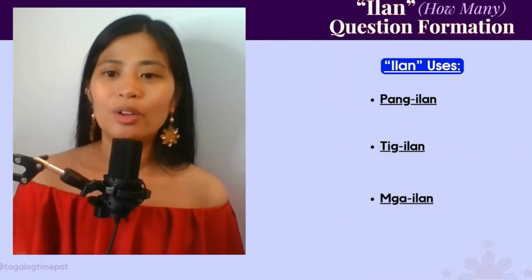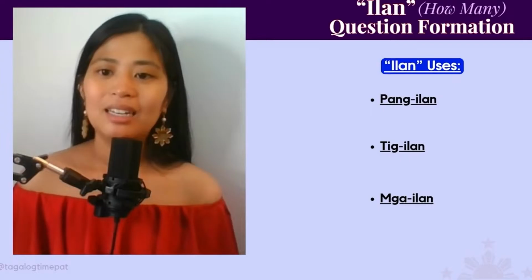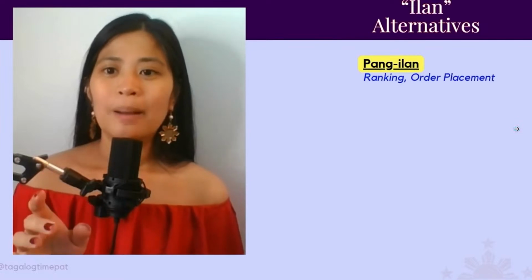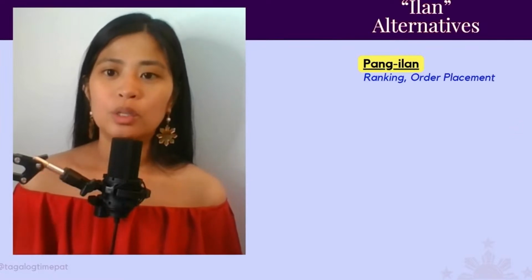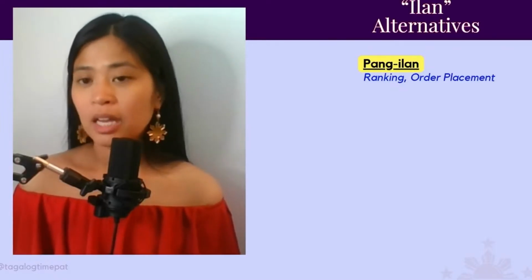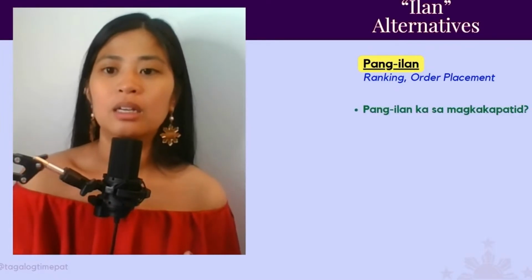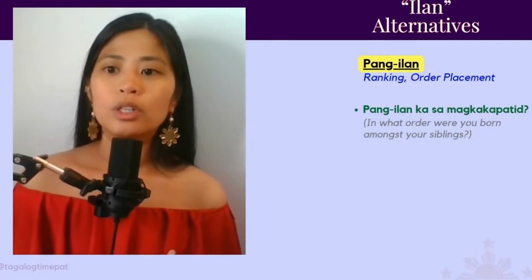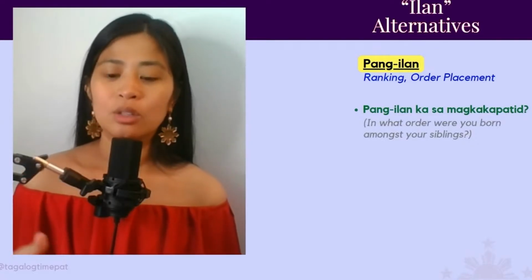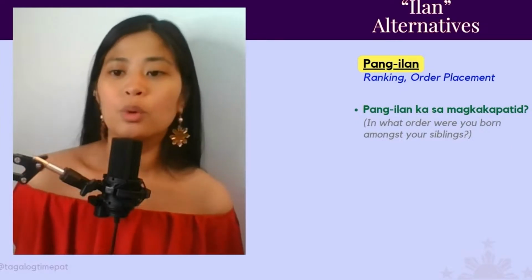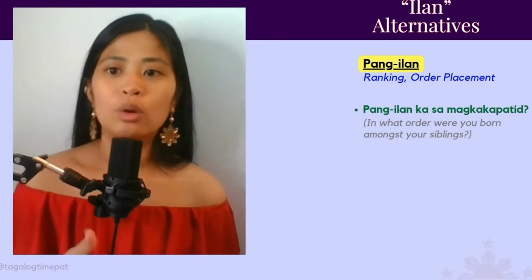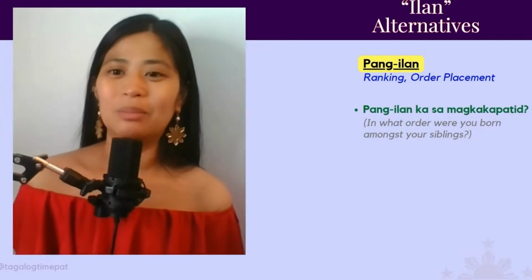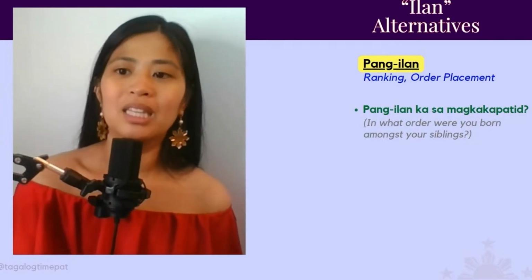Now, there are other ways to use ilan. Very interesting. So there's pang ilan, tig ilan, and mga ilan. So, pang ilan is what you use when you're asking about the ranking of something or the order of something. So, for example, pang ilan ka sa magkakapatid? In what order were you born amongst your siblings? So, were you the oldest? Were you the firstborn? Are you in the middle? Are you the last? Where were you in the order of your siblings? Pang ilan ka sa magkakapatid?